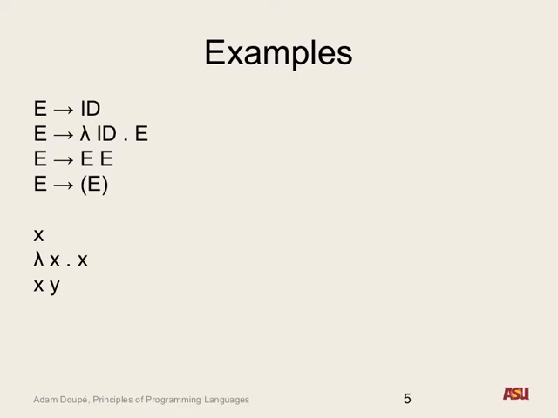Is this an expression in Lambda Calculus? Yes. Is this? No. What's missing? What's wrong? You need an ID and a dot after that first lambda. Right, so we have the first lambda. We need an ID and then a dot. So this is not a valid lambda expression. Here we have lambda x dot yz.